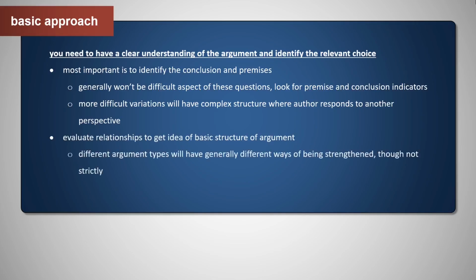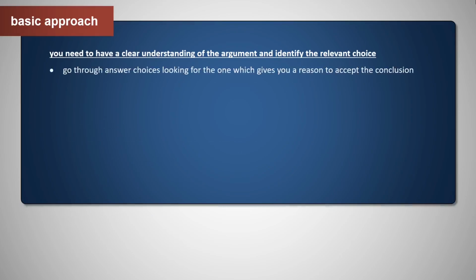And then you also need to evaluate the relationships to get an idea of the basic structure of the argument. So different argument types will generally have different ways of being strengthened, although not strictly. But you do want to be a little sensitive to the different relationships you'll encounter in these arguments. And then you need to go through the answer choices, looking for the one which gives you a reason to accept the conclusion. Essentially, the correct choice will make the conclusion more likely.